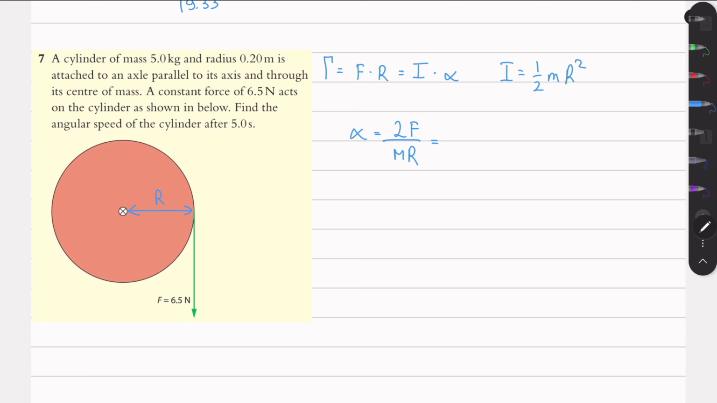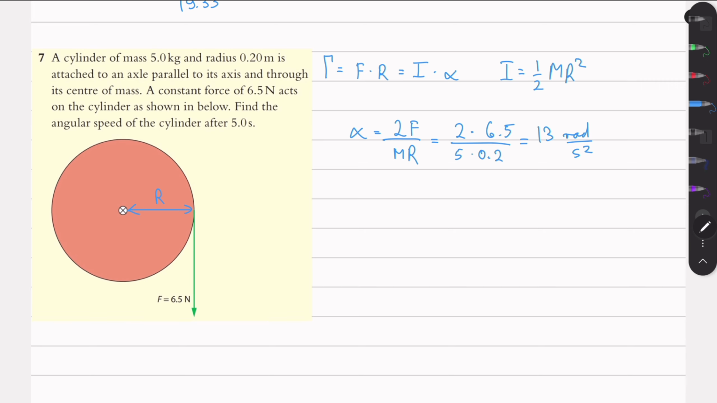So we can simply plug everything in here. We know the force, 2 times 6.5 divided by 5 times 0.2. And so we can simply calculate this, and it will be 13 radians per second squared. This 2 came from the fact that we plugged this 1/2 mr squared into this and then multiplied over with the 1/2. All right, let's make this a big M.